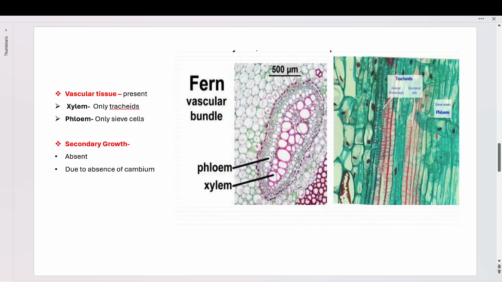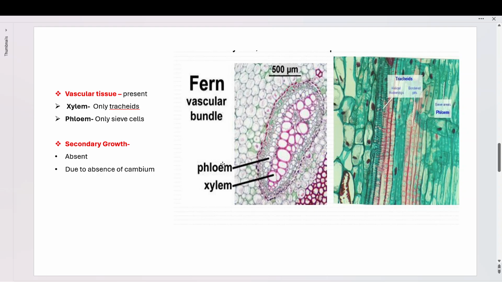Next characteristic is the vascular tissue. So, the vascular tissues present in the pteridophytes are xylem and phloem. Xylem contains only tracheids and phloem contains only sieve cells. So, basically, xylem conducts water and phloem conducts food. So, this is the vascular tissue. In this vascular tissue, the innermost cell is the xylem, tracheid cell, and outermost is the phloem, which is the sieve cell which conducts the food.